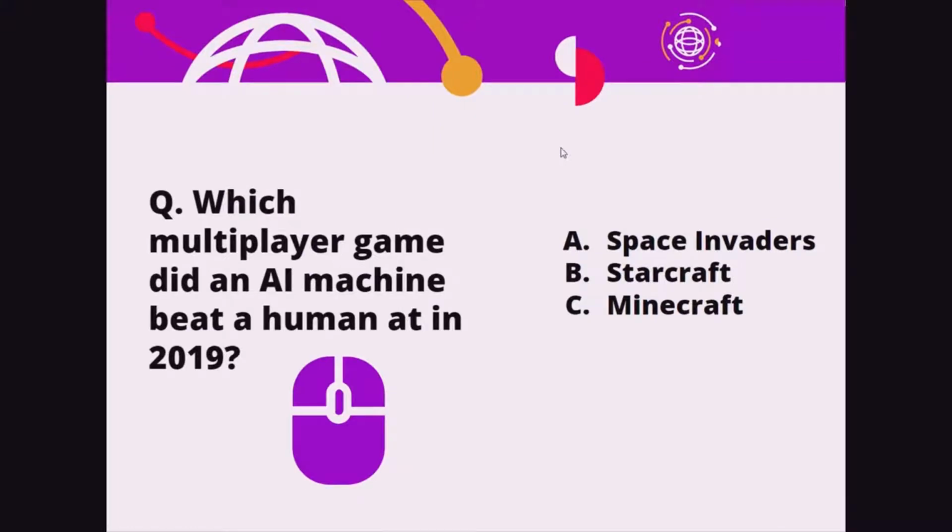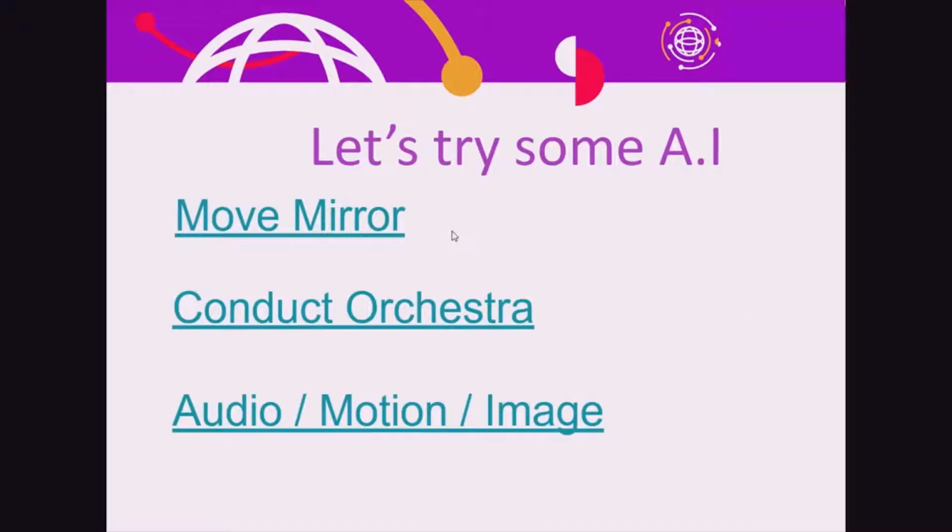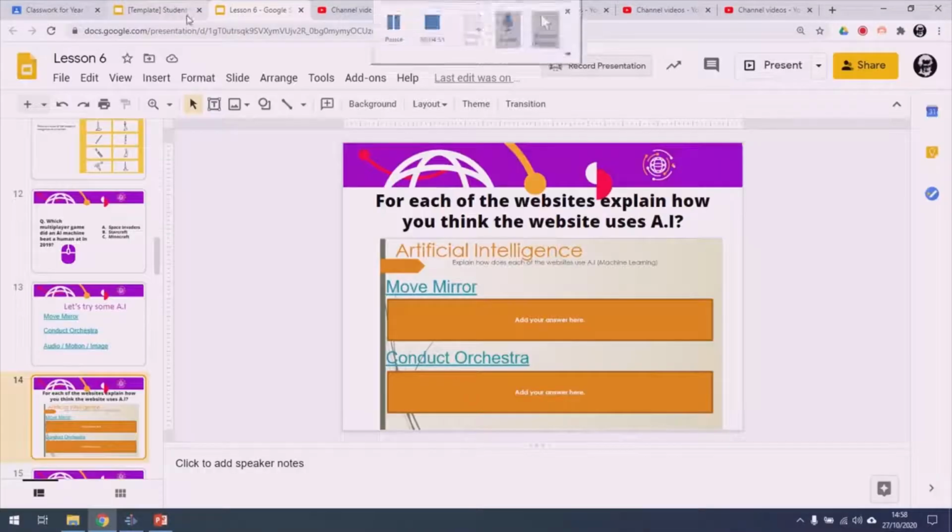So can you think of a multiplayer game which artificial intelligence managed to actually beat a human at? It was Space Invaders. Artificial intelligence managed to get a higher grade in Space Invaders than a human's ever got before. So there are lots of different artificial intelligence.